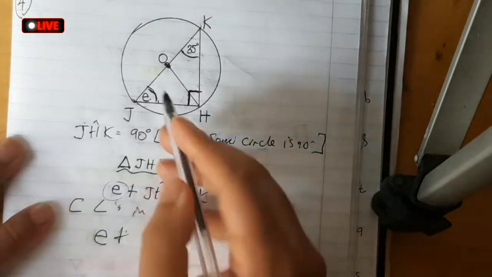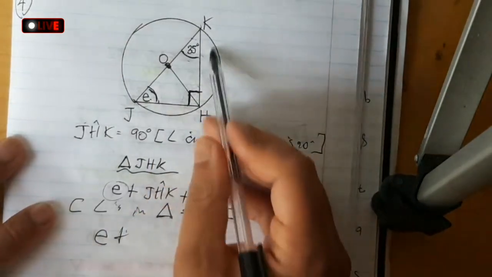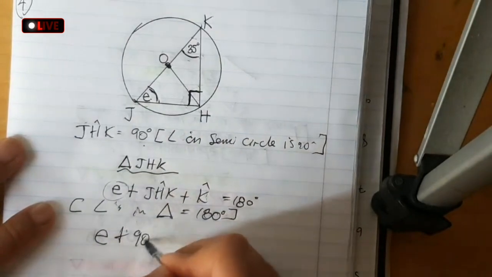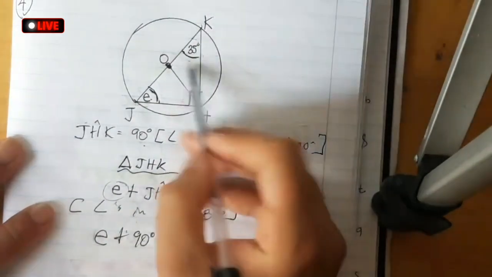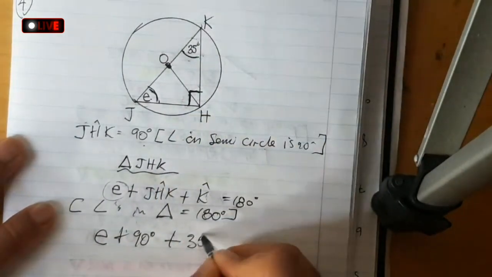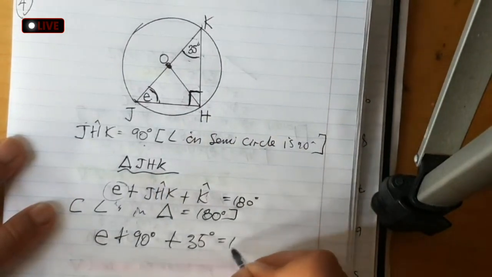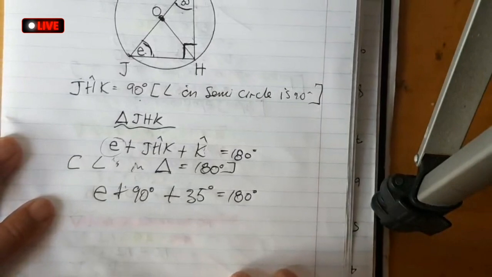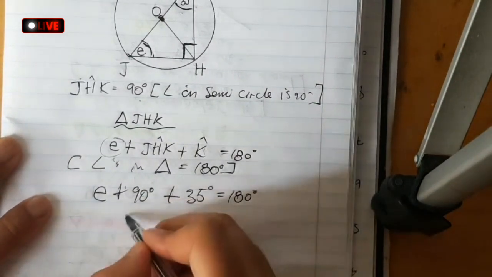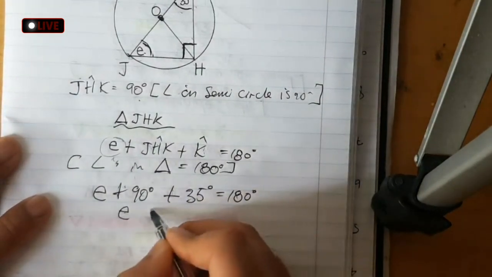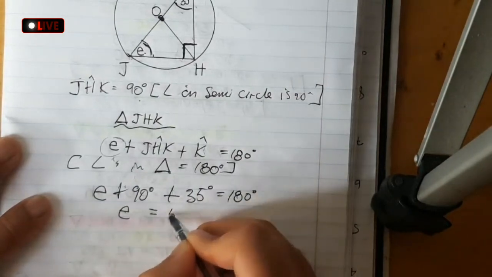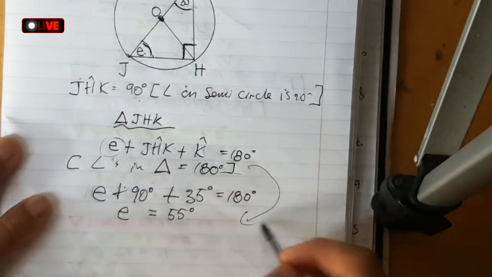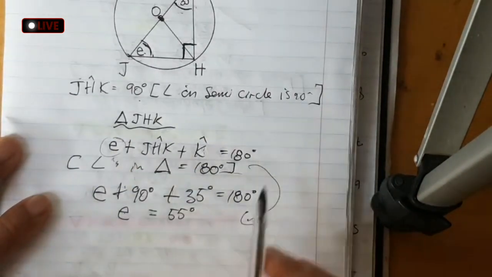The value of JHK, which we determined as 90 degrees, plus this angle here, which is 35 degrees, is equal to 180. And now we can obviously solve for E. If you solve for E, you'll get E as 55 degrees. And this is your reason. This should actually be here, but I just told you.